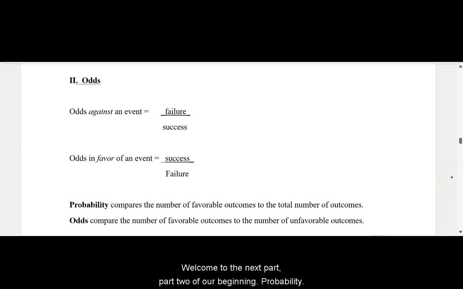Welcome to part 2 of our beginning probability. We're going to talk now about odds. Now, odds are a little different than probability. And I actually am going to jump to the bottom of this screen to show you what we just talked about, which was probability.